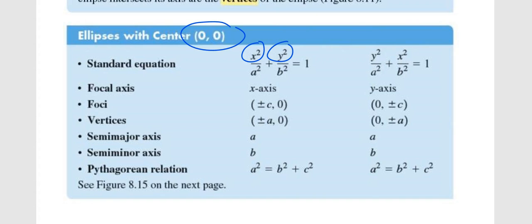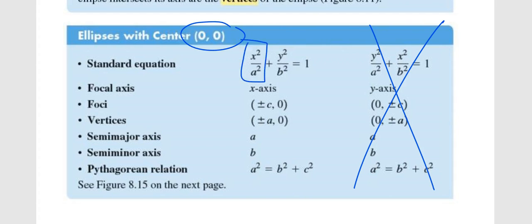The focal axis is horizontal. Well, I do not like the fact that they are separating this into two sides, so I'm ignoring this side, and I'll tell you why. They like to say that a squared is always bigger than b squared. What that forces you to do is memorize a few different formulas, and I don't want that. I want you focused on one set of formulas. So, for alphabetical purposes, a squared is going to sit underneath x, and b squared is going to sit underneath y.